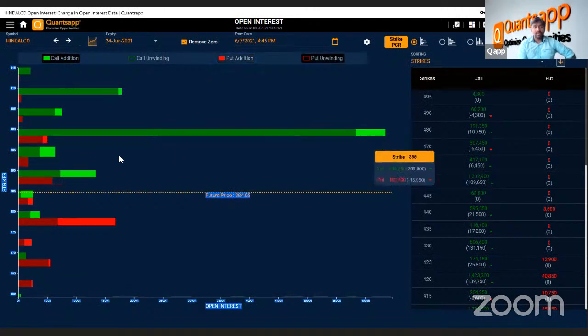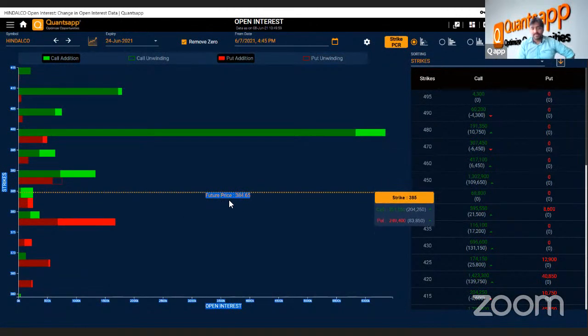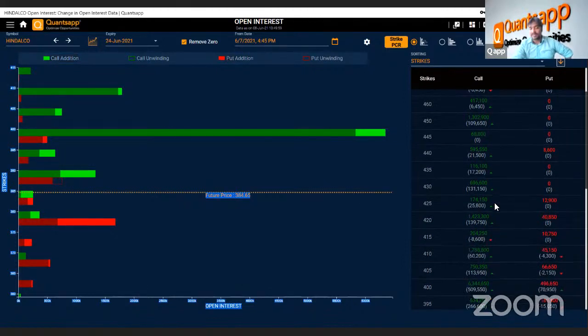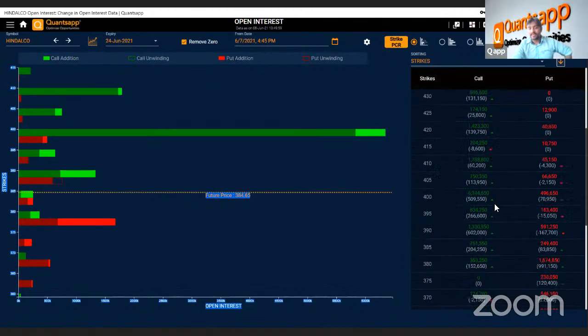So again, this is the price, 384. Again, we have seen the activities happening in these strike prices only: 380, 385, 390. Okay.